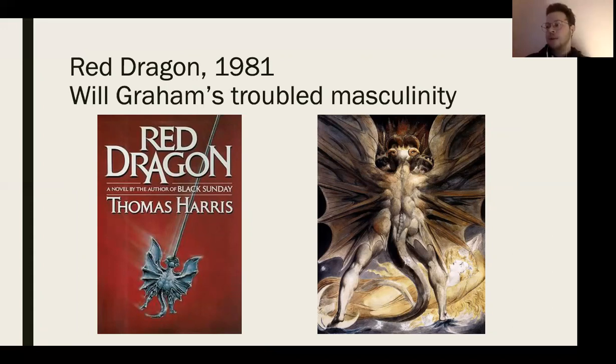Jack Crawford is the head of the FBI's Behavioral Analysis Unit and is the person who brings Will Graham back into the FBI after his retirement. Jack Crawford also appears in The Silence of the Lambs as Clarice Starling's mentor and superior, and in the Hannibal novel and all adaptations of the series.